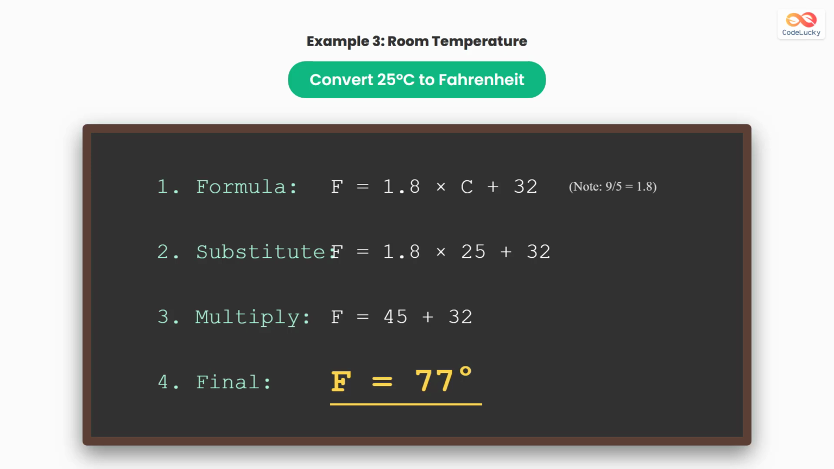Here is a real-world example, room temperature, which is often around 25 degrees Celsius. We can use the decimal form 1.8 instead of 9/5 to make it easier. 1.8 times 25 equals 45. Add 32 to 45, and we get 77 degrees Fahrenheit. So, 25C is a comfortable 77 F.